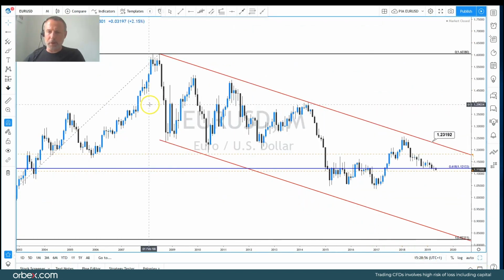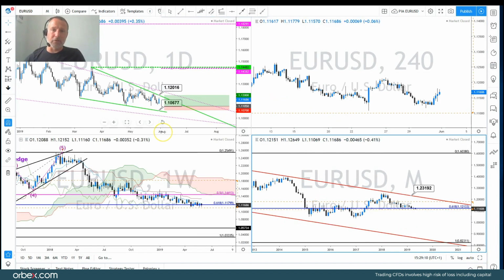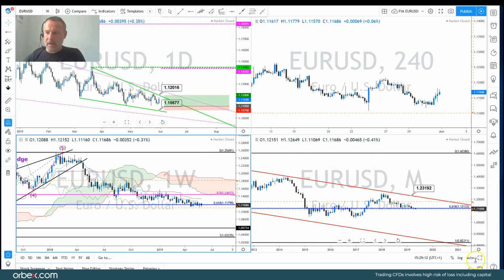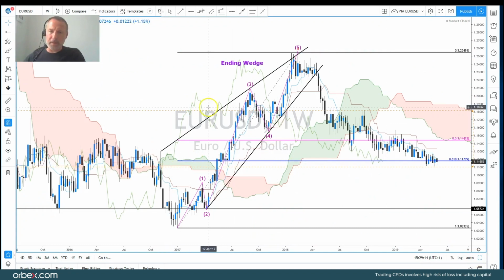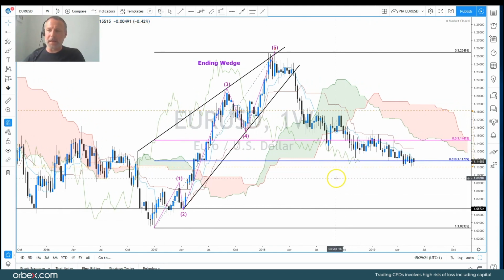Monthly chart, opposite obviously to the dollar index. We're in a bearish channel formation, levels close to the 61.8% Fibby at 112.13 have held. Basically, we haven't really seen an aggressive move to the upside as yet. If we go to the weekly chart, ending wedge pattern, break to the downside. The 61.8% Fibonacci level is located at 111.80. We've had about 6 weeks of consolidation around that area.